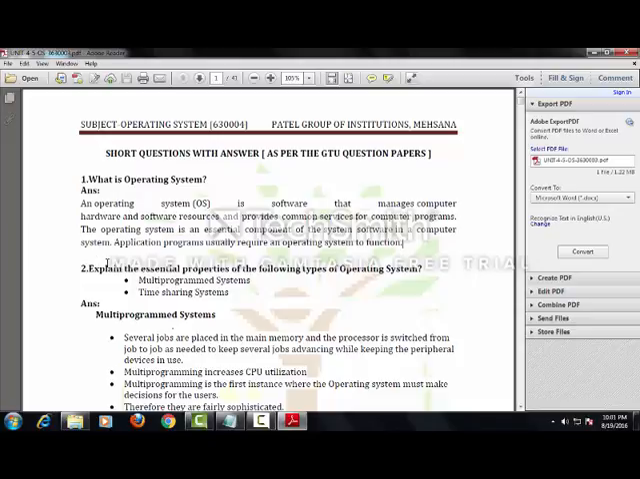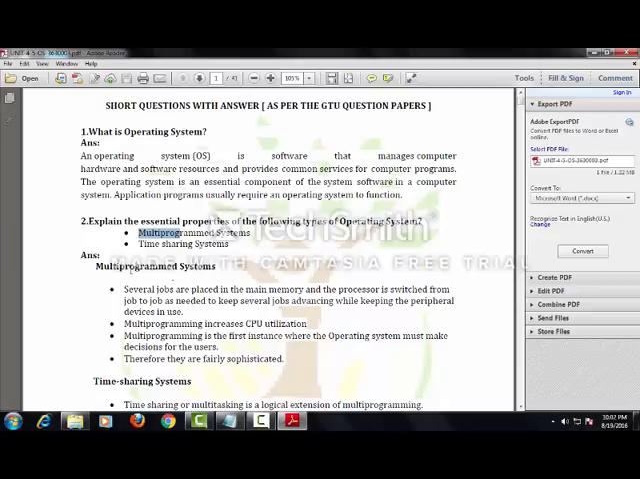Second question, explain the essential properties of the following types of operating system: multi-programming and time sharing system. So we need to explain two types of operating system over here. First is multi-programmed and second one is time sharing. Actually time sharing is an extension of multi-programmed system, and there are also so many types of operating systems, but here we are only describing two types of operating system. So let's start with the first, multi-programmed system.